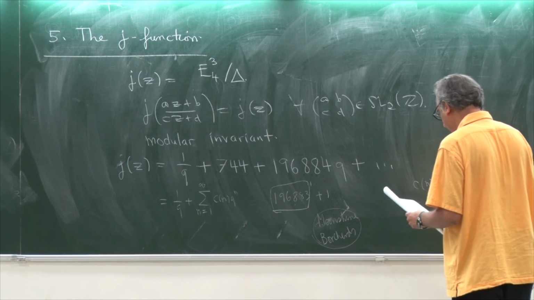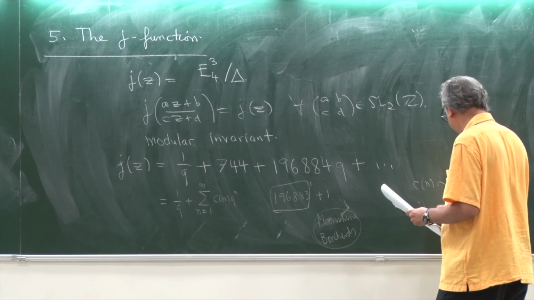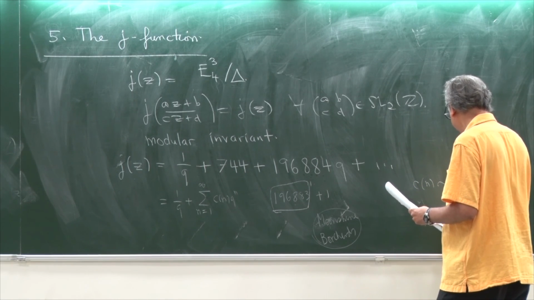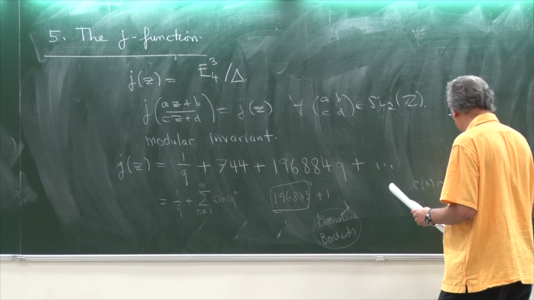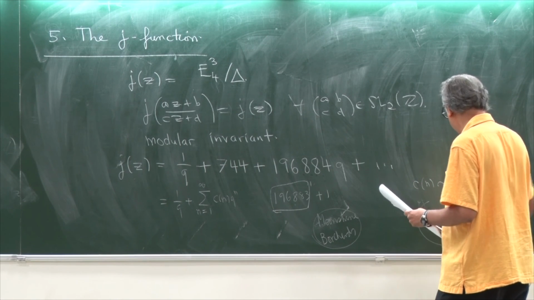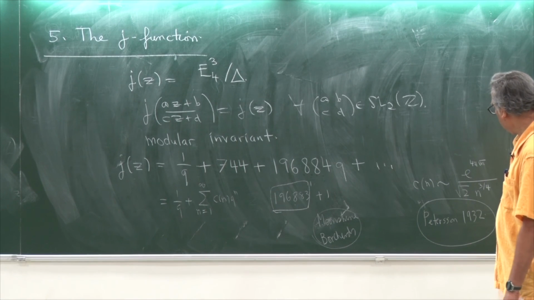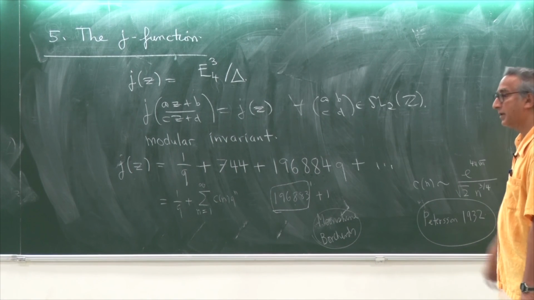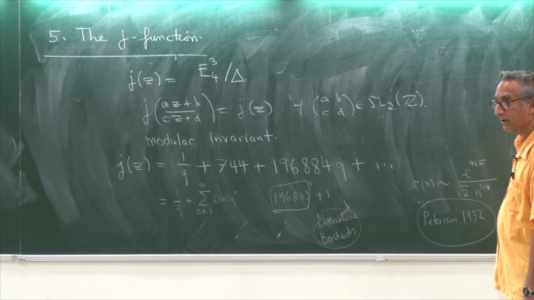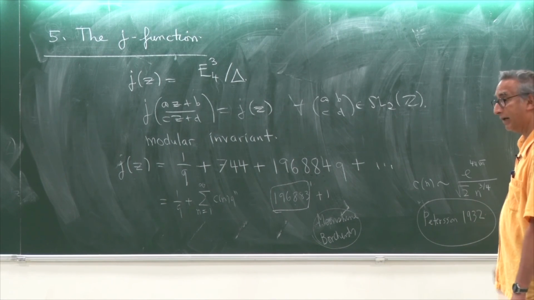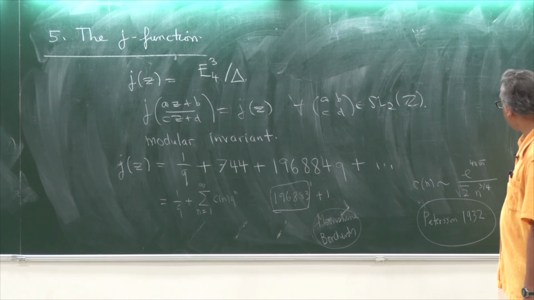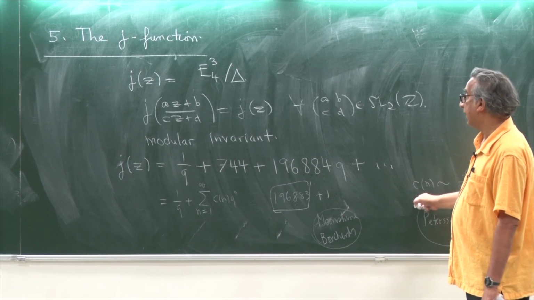And this was proved by Petersson in 1932 using the Hardy-Ramanujan circle method. As I mentioned in the very first lecture, Hardy and Ramanujan worked on the partition function, and they developed the circle method to study the growth of the partition function. There again you have exponential growth, and so here again you also have exponential growth.